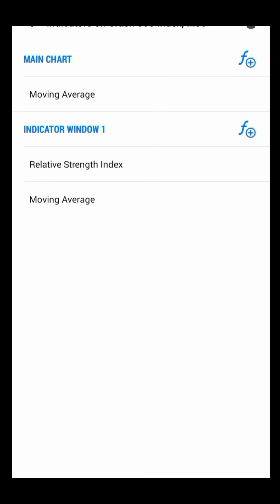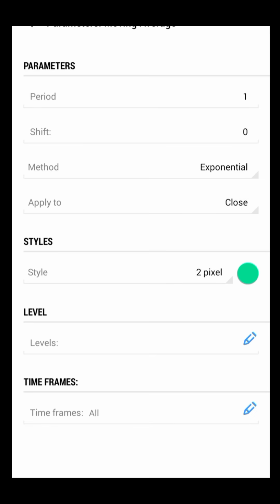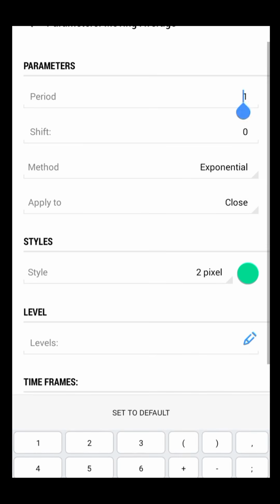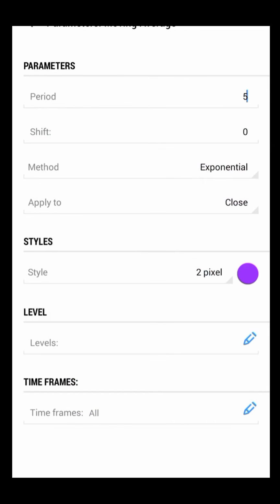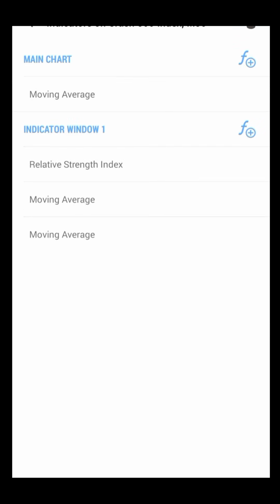Under the indicator window again, we have to add another moving average, which is going to be period 5. We are changing the color. That is the only thing we are changing now. Let me pick this color. You can use any color of your choice, then click on done.